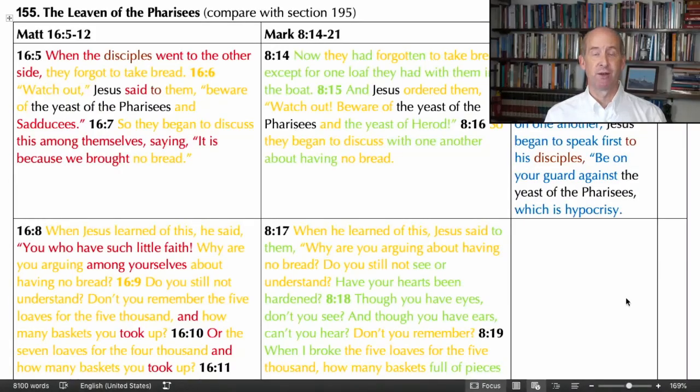That's the end of the passage. It just leaves us with everyone frustrated. But now look at Matthew's account of the same event. "When the disciples went to the other side, they forgot to take bread. 'Watch out,' Jesus said to them. 'Beware of the yeast of the Pharisees and the Sadducees.' So they began to discuss this among themselves, saying, 'It's because we brought no bread.'"